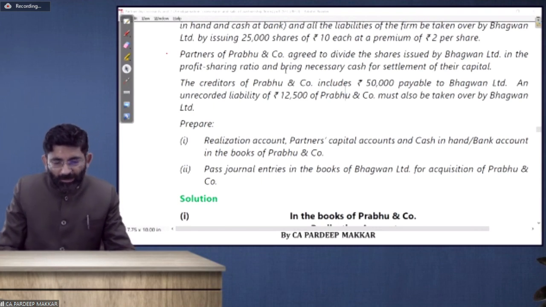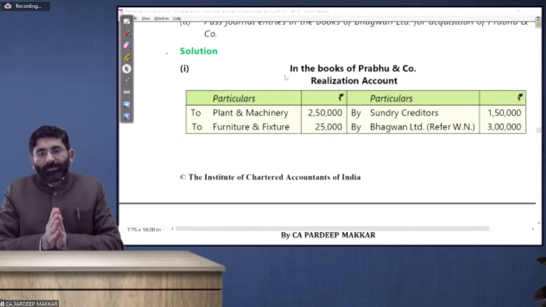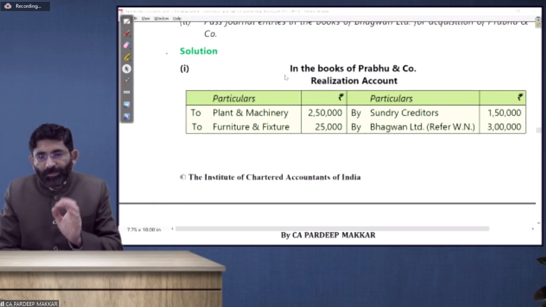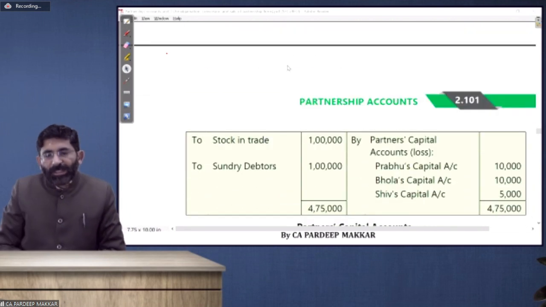Expecting you can easily solve it yourself. There's no problem, I'm just showing it for you. Transferred all assets: plant and machinery 2,50,000, furniture and fixture 25,000, except cash and bank. That is not to be transferred. Creditors are transferred, stock is transferred, debtors are transferred.